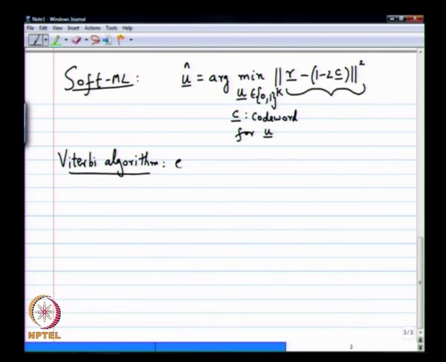This is basically an efficient implementation of soft ML.